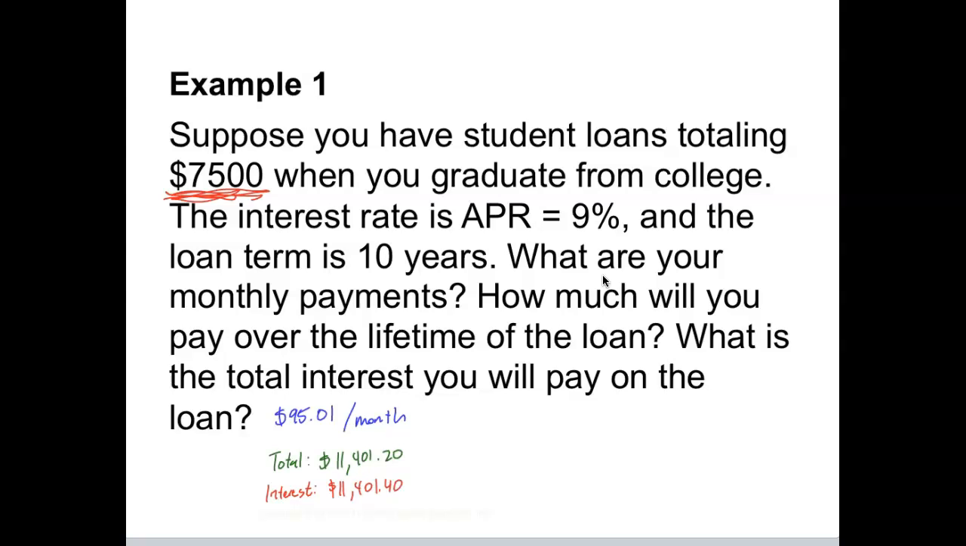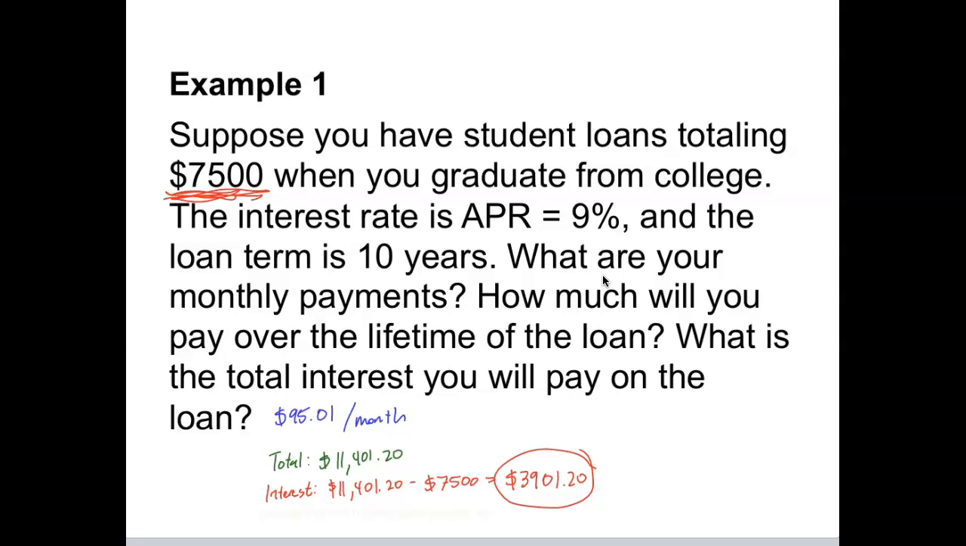So that's $11,401.20 minus the original $7,500. And we see that we ended up paying a little over $3,900 in interest alone over the life of that loan, which is a lot. I mean, more than 50% of what the actual loan was, right? We only took out the loan for $7,500. We've ended up paying an additional almost $4,000 in interest.